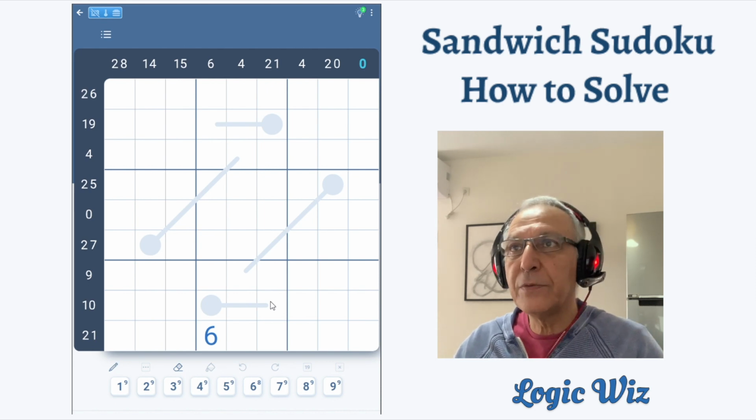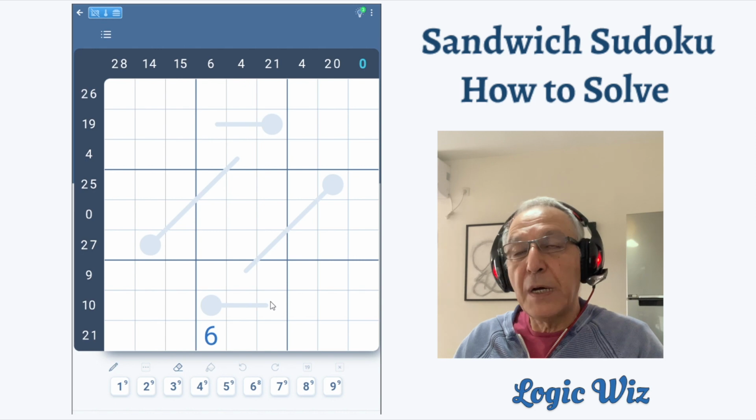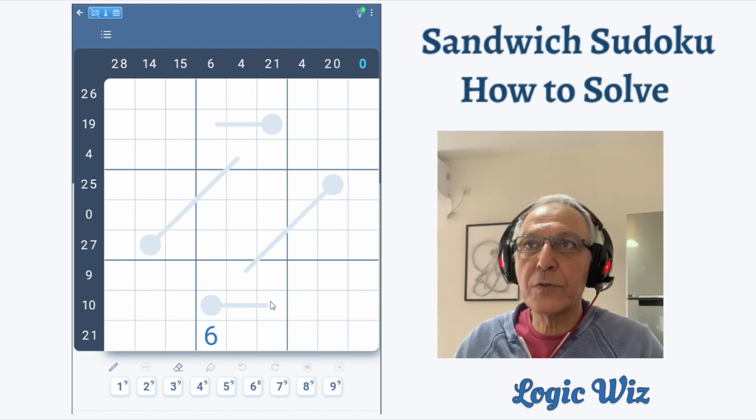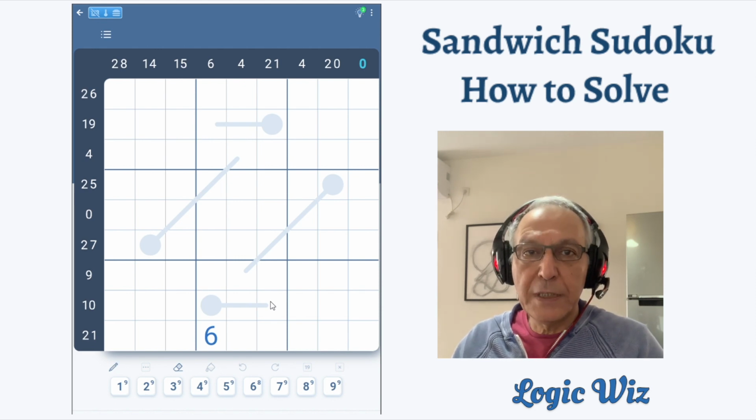So I'm going to make an effort to show how I approach sandwich Sudoku. Probably others approach it in a different way, but that's how I do it, and hopefully it will get some more users to try this great variant. So the board today, let's get to it.